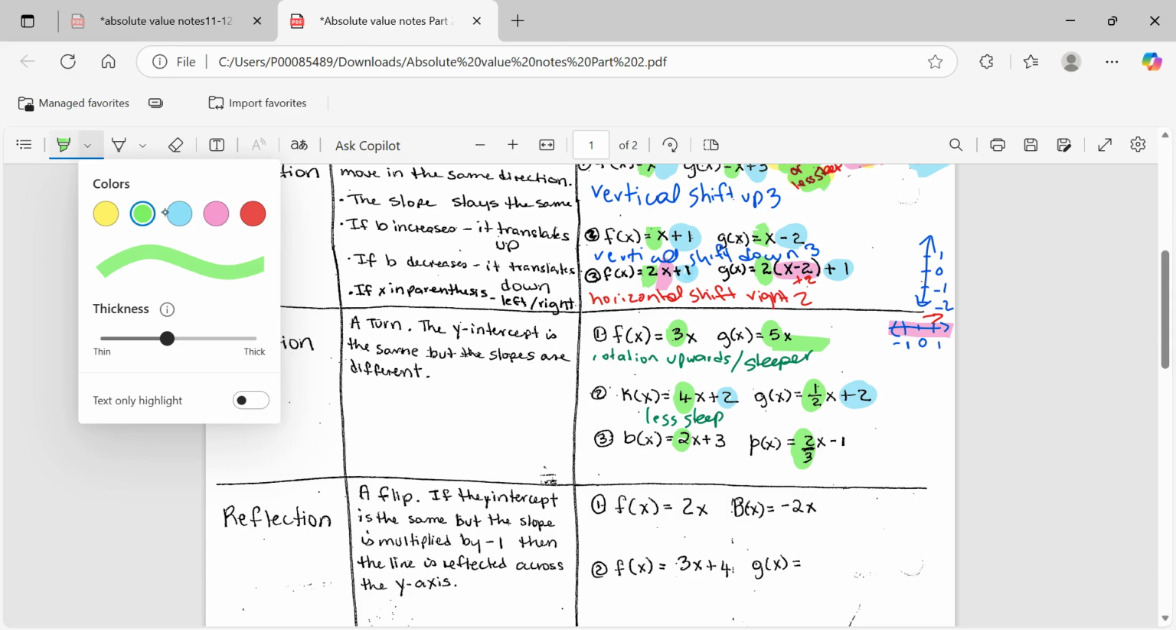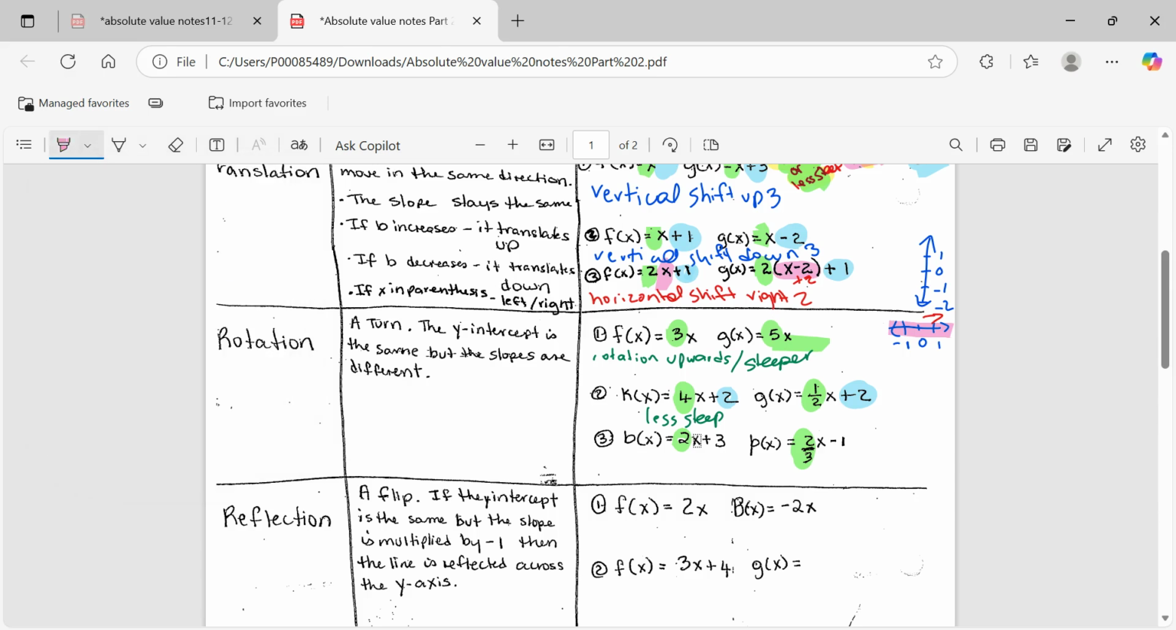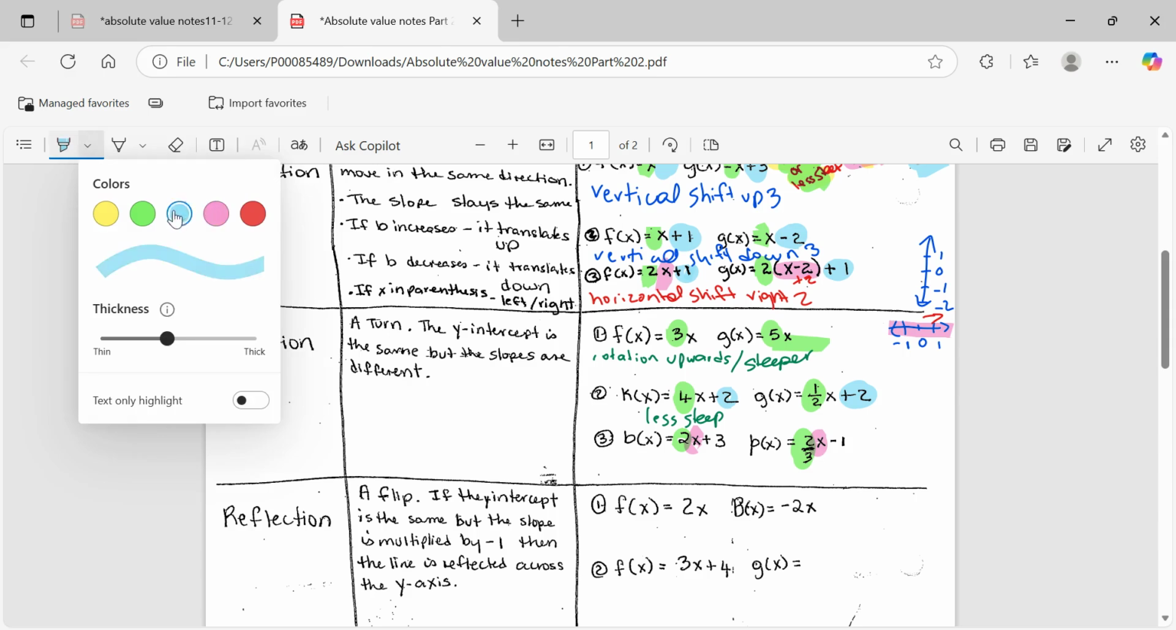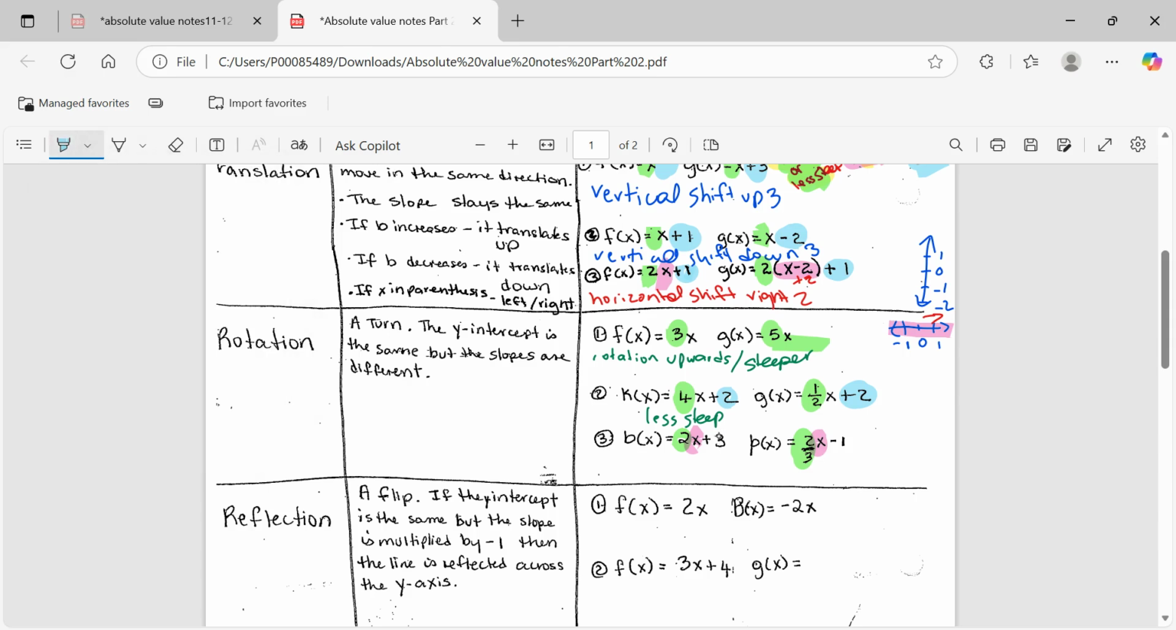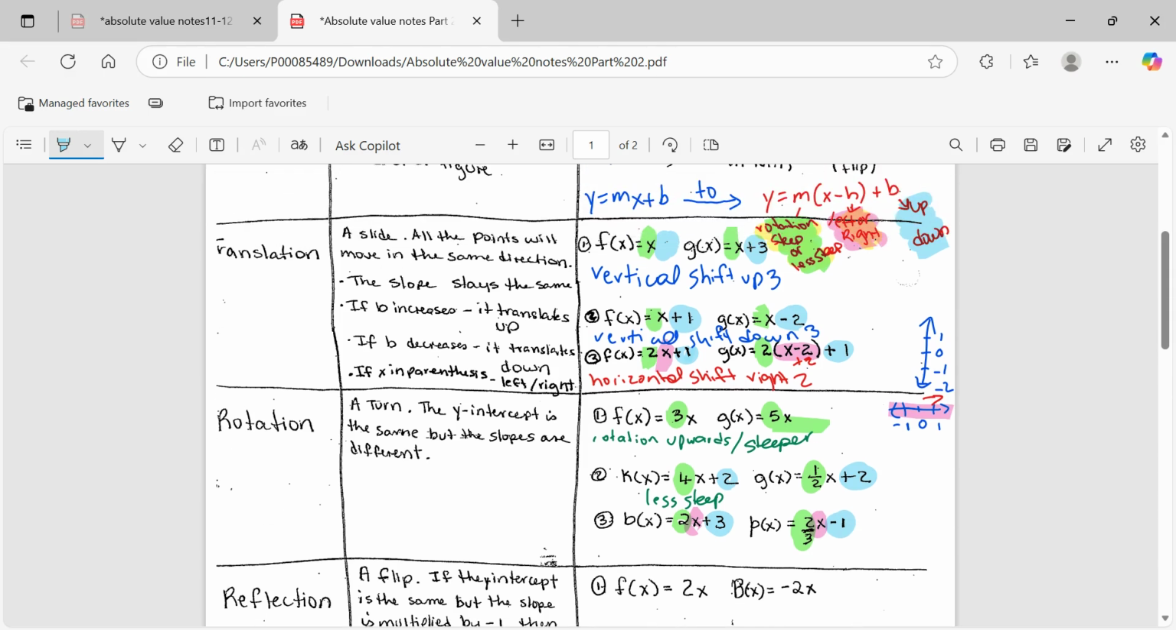Then look, is there anything changing about that x? Is there anything in the parentheses? Does that make a difference? Write that down. And then you want to look, is there anything changing out here on the y-intercept? Go ahead and write that down.